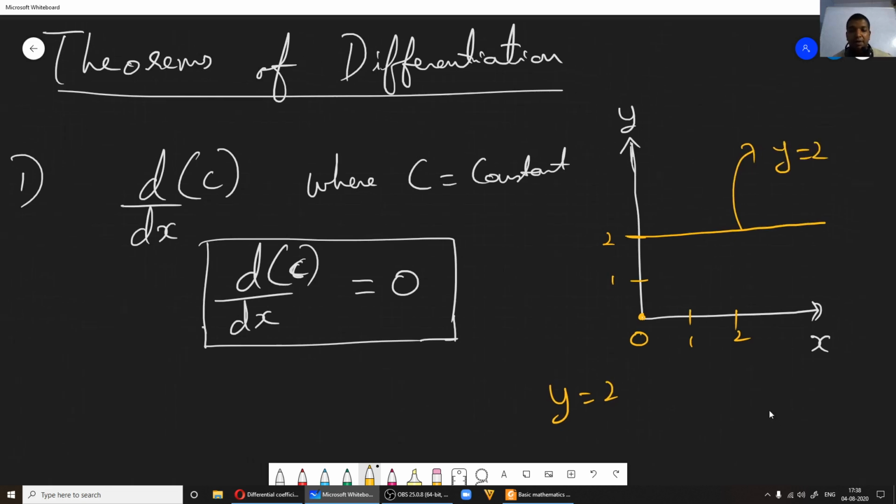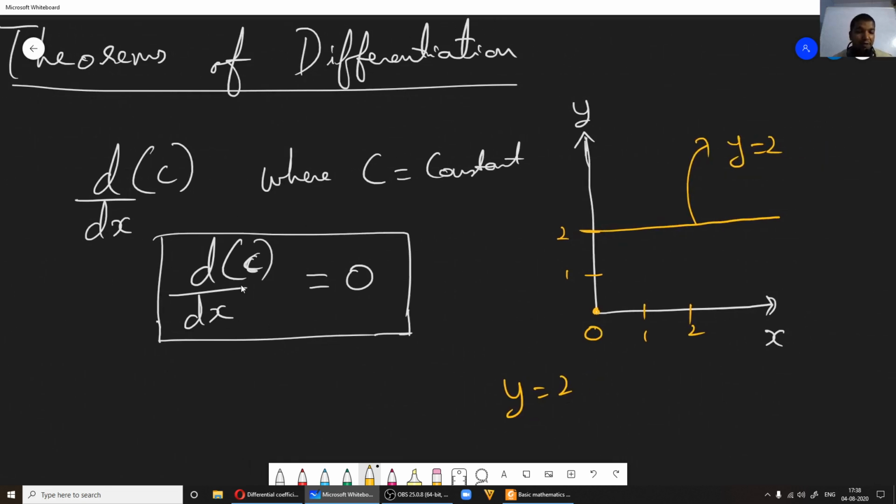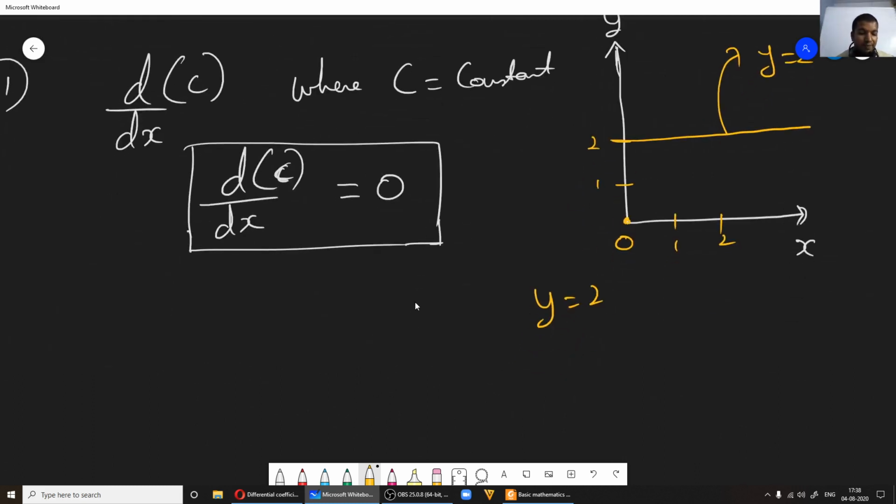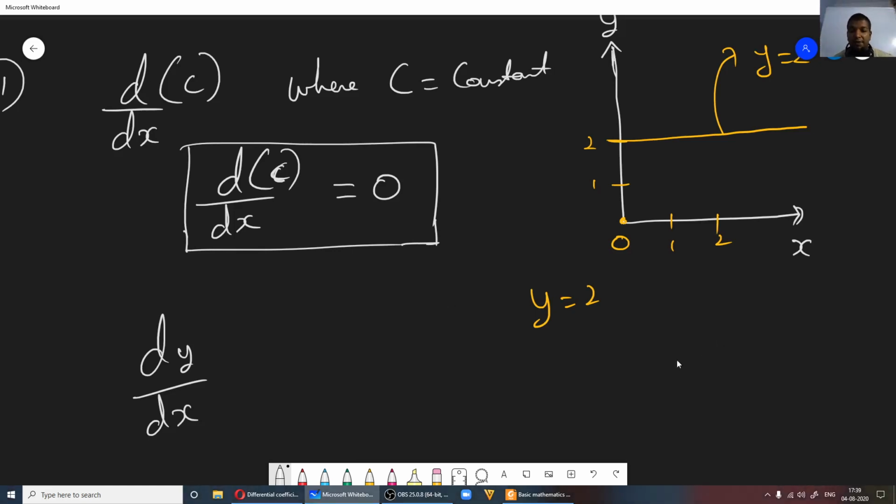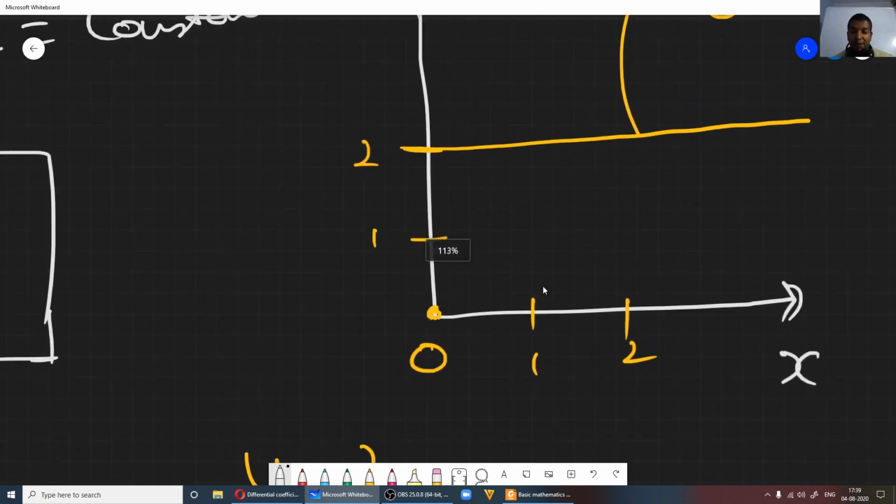Now why is the differentiation of a constant 0? What is differentiation basically? It is the smallest change in y with respect to the change in x, correct? The instantaneous rate of change of y with respect to x is what we say, is it not? Now what we'll do is we'll consider a small change here.